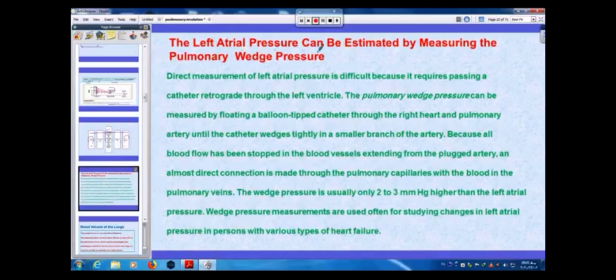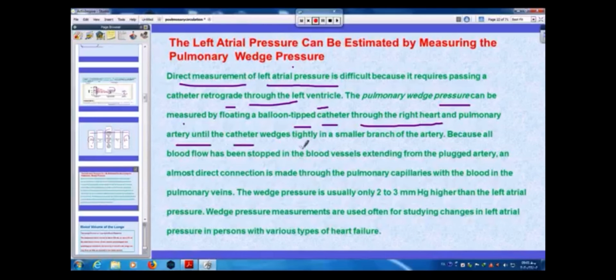The left atrial pressure can be estimated by measuring the pulmonary wedge pressure. A direct measurement of the left atrial pressure is difficult because it requires passing a catheter retrograde through the left ventricle. The pulmonary wedge pressure can be measured by floating a balloon-tipped catheter through the right heart and the pulmonary artery until the catheter wedges tightly in a smaller branch of the artery.